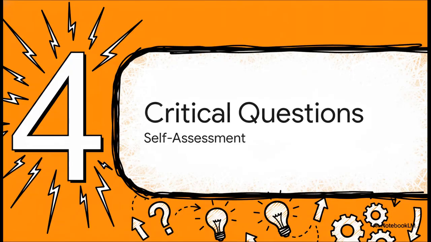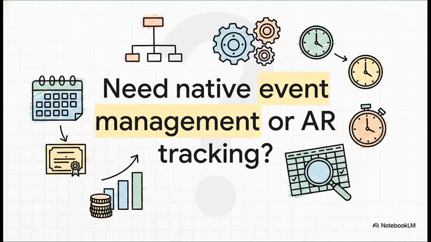This brings us to Section 4, Critical Evaluation Questions. I'm going to run through a rapid-fire series of self-assessment questions that you really need to answer internally before committing. Number 1. How important is native event management or comprehensive accounts receivable tracking to your daily operations? If your association relies heavily on, say, multi-day conferences with complex CEU tracking, a plugin-based system might just leave you frustrated in dealing with messy workarounds.